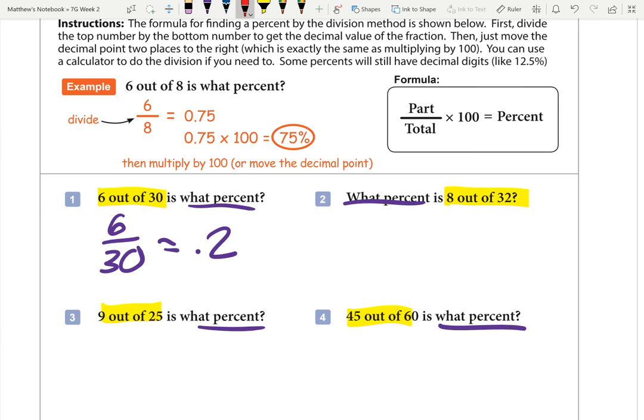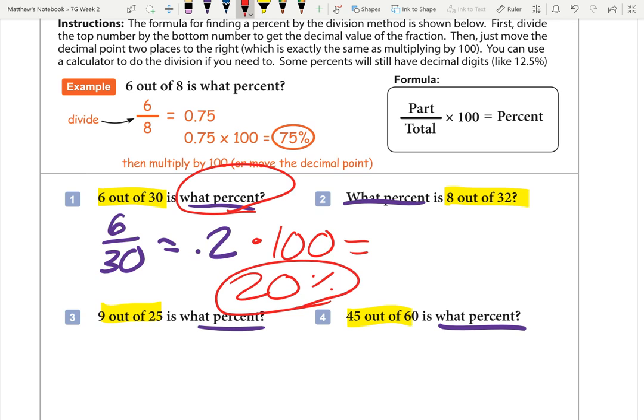And then I need to finish it off by converting it to a percentage. What percent? So I'm going to need to multiply by 100. And that gives me 20% as a final answer. All right, let's do the same thing over here. We got 8 over 20 to start off. Or I'm sorry, 8 over 32.